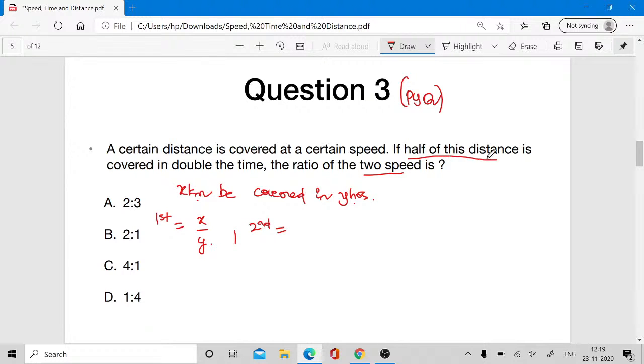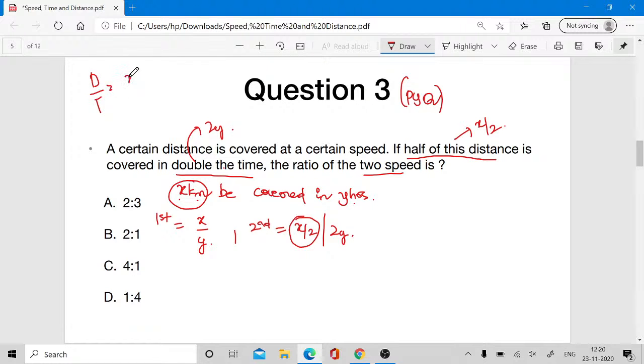Half of this distance is covered in double the time. मतलब ये क्या होगा? X divided by 2, divided by y into 2, 2y. Everyone understood how did I do this? Distance क्या लिया है मैंने? x किलोमीटर. तो half of this distance का मतलब है x divided by 2 हो जाएगा. Double the time का मतलब क्या है? 2y, right? You know that it is distance divided by time.